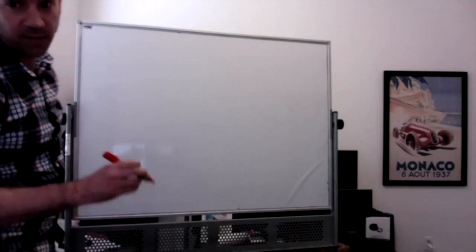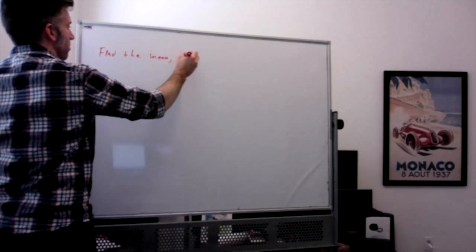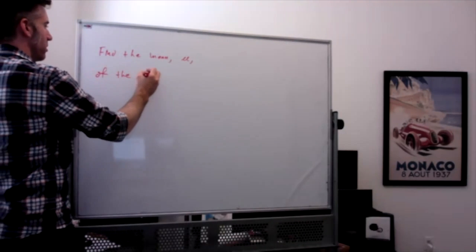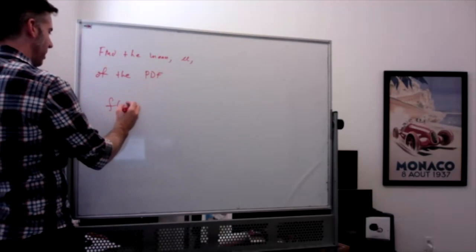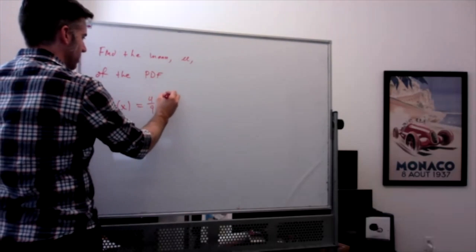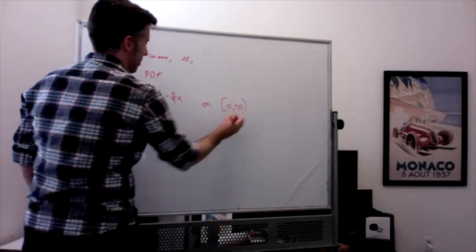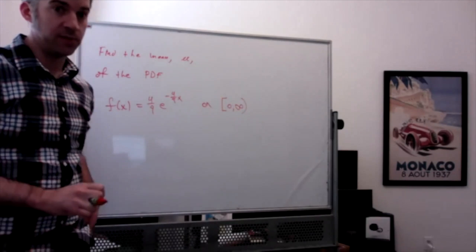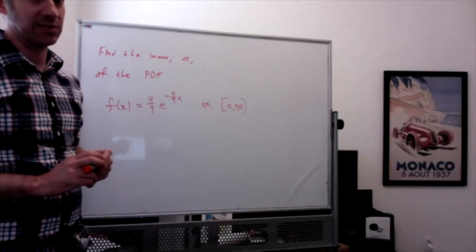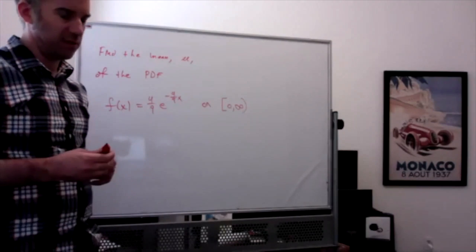Can you find the mean mu of the probability density function f of x equal to, what have we got here, 4/9 times e to the negative 4/9 x on the interval from 0 to infinity? Everybody should be able to look at this PDF, this special probability function, and tell me what the mean is without doing any computation. So if you think you know or you have a guess, chat it to me right now.